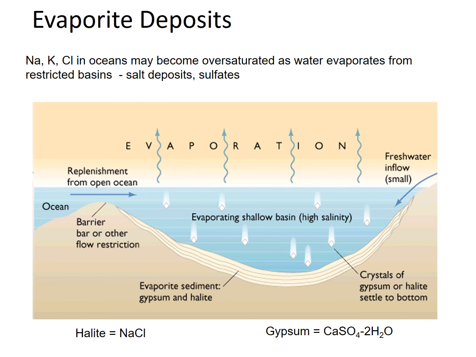Evaporites. Evaporites are another chemical sedimentary rock forming from solution. Sodium and potassium chloride in oceans may become oversaturated as water evaporates from restricted basins. That results in salt deposits or sulfates. For example, halite and gypsum are very common major minerals that you can find in evaporite deposits.